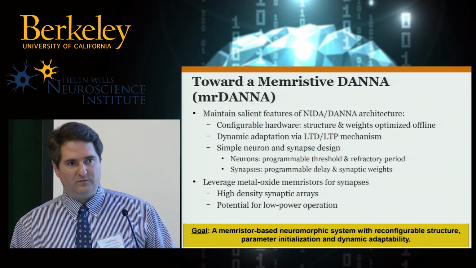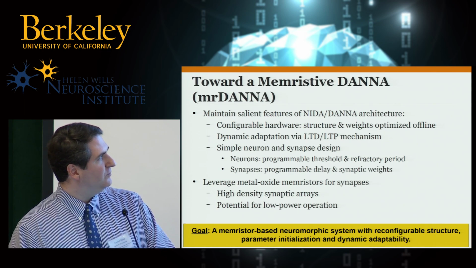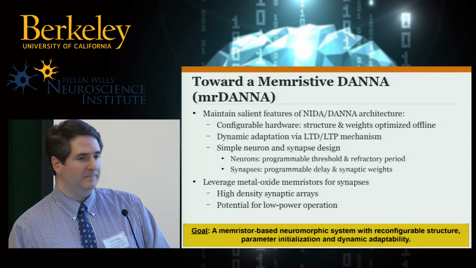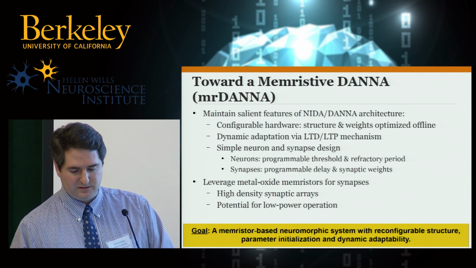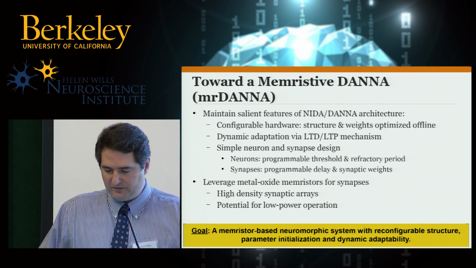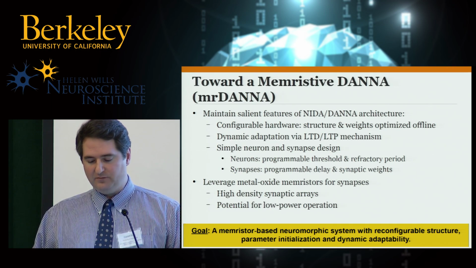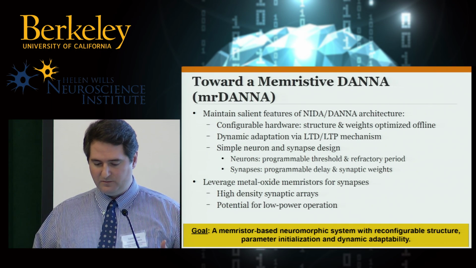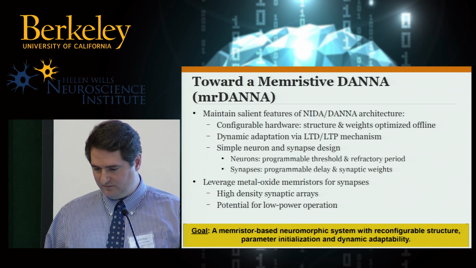We have thought about using them for other parts of the circuit as well. There is a lot of memory, say, for the thresholds. We can use memristor-based memory for that, but we haven't done that quite yet. But mainly, definitely the synapses would be memristors, and this gives us certainly high density and hopefully low power operation based on our prior observations. So the goal is just a memristor-based neuromorphic system that's reconfigurable in structure, initialized offline, but has that dynamic adaptability so that it improves itself once everything is configured.